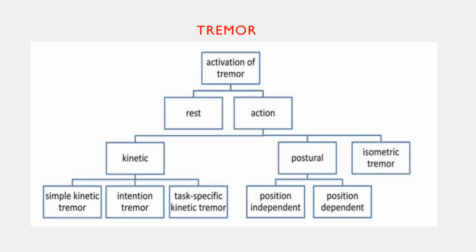In intention tremor, the patient has tremor at the end of the movement. Most commonly we see this in cerebellar disease. Task-specific kinetic tremors pertain only to a particular task, like writing or using a violin. Postural tremors can again be classified as position dependent or position independent tremors.